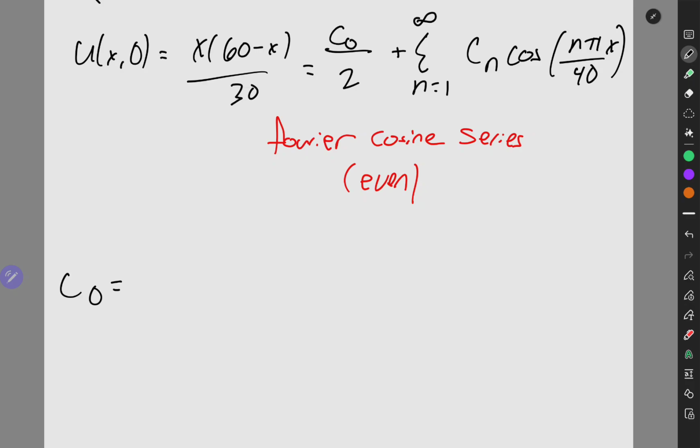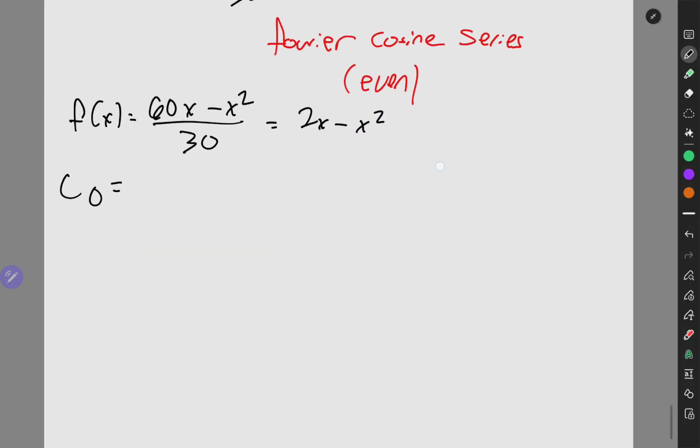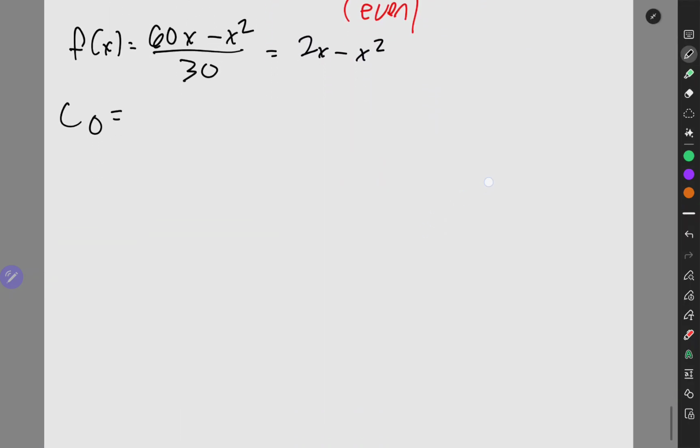Yeah, and I'm going to actually rewrite the f of x here, because I think I can simplify that out. That's just 60x minus x squared over 30, which is just 2x minus x squared. That's an easier way of looking at it than that whole big thing with fractions. So then C naught is the integral from negative L to L of f of x dx. I want to pull up my old notes. I think that's it. Yeah, that's definitely it.